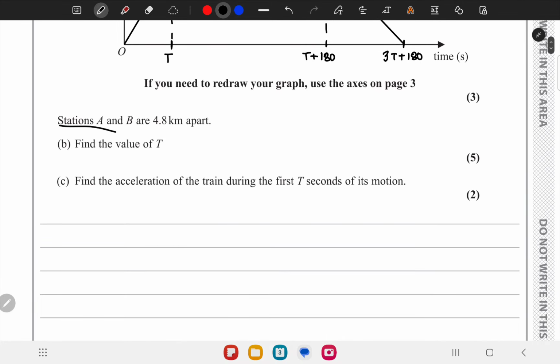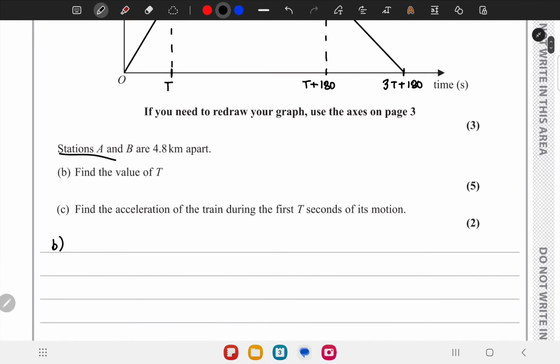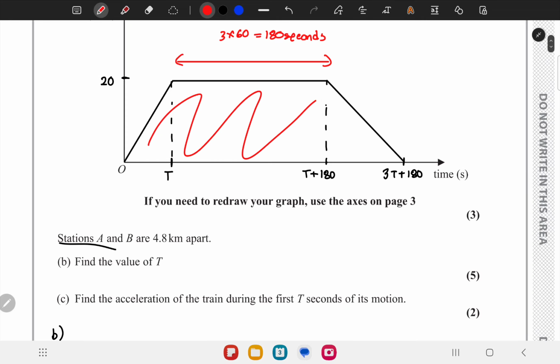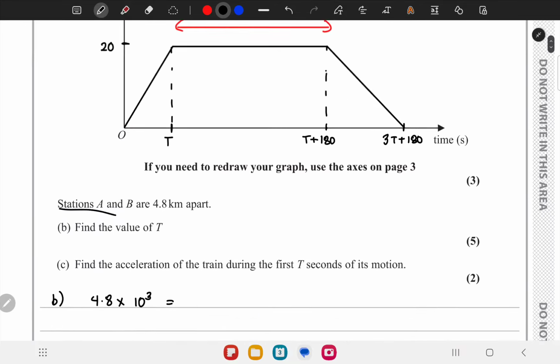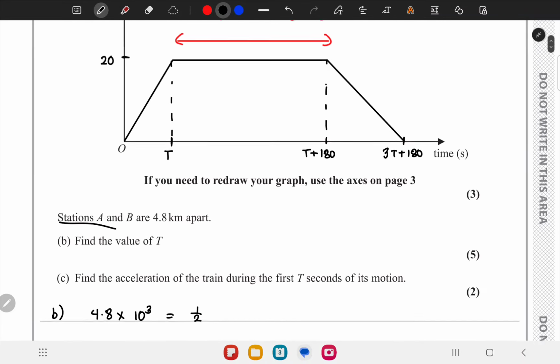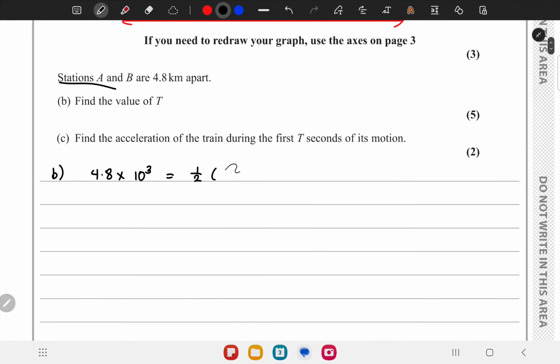Now we are given the distance between stations A and B, and we have to find the value of t. The total area under the graph will be equal to 4.8 kilometers. We have to convert it back into meters, so 4.8 times 10 cubed is equal to the area under the graph. This is a trapezium, so half times the sum of its parallel sides. So it would be 3t plus 180 plus 180, and the height of the trapezium is 20.